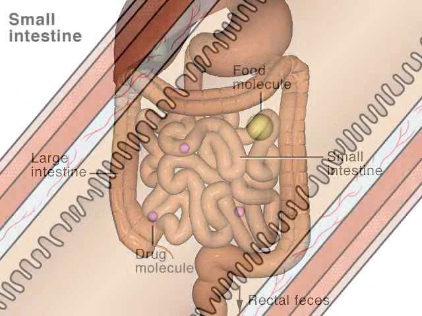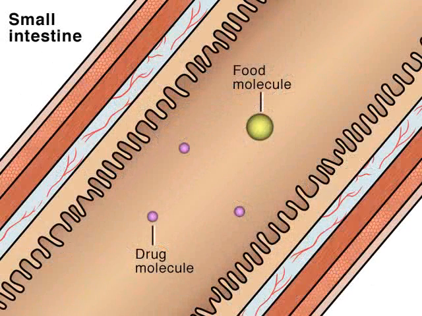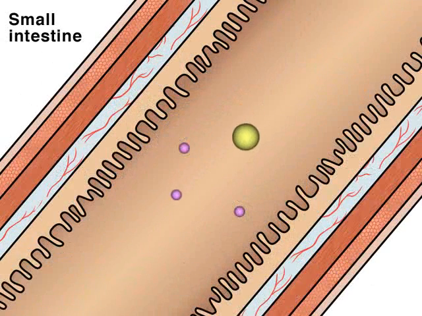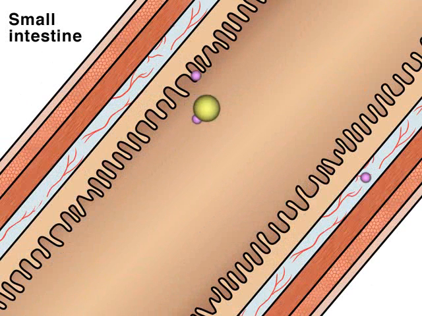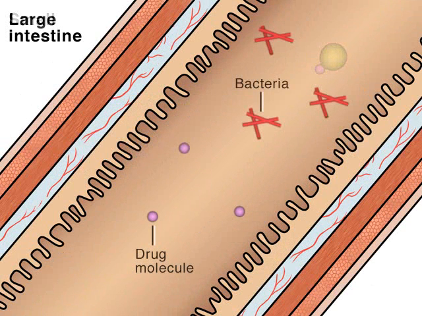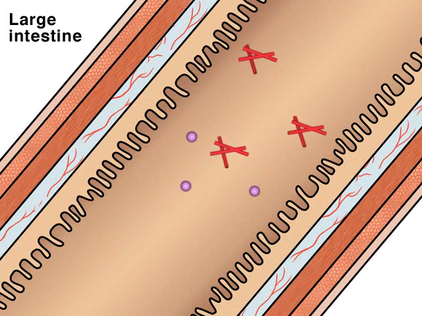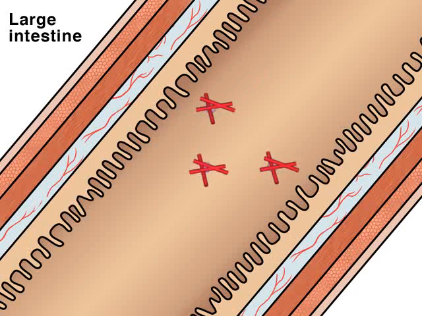All of the drug dosage may not be absorbed. The drug molecules may bind to intestinal contents, which prevents their being passed through the membranes of the mucosal cells. Or they may be broken down by bacteria in the ileum and colon.